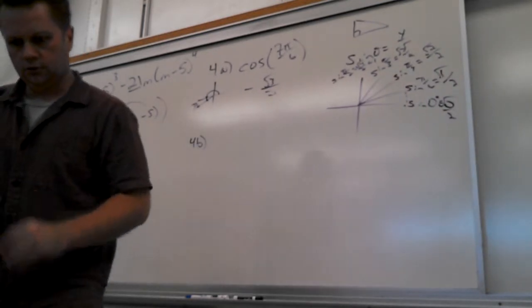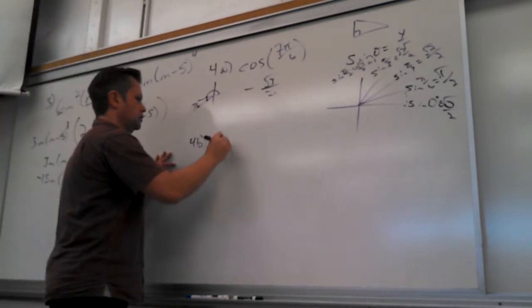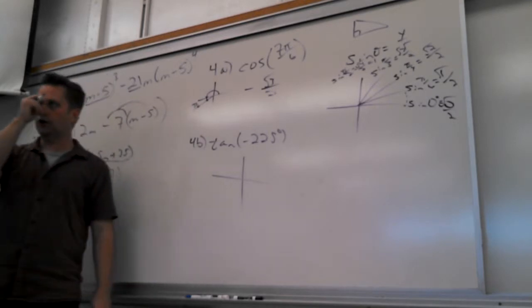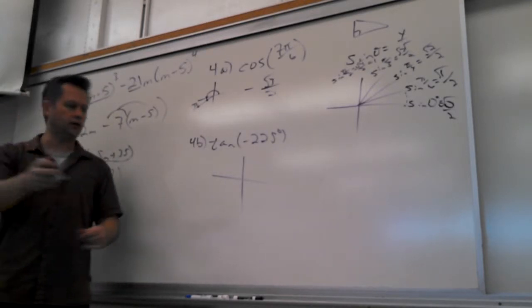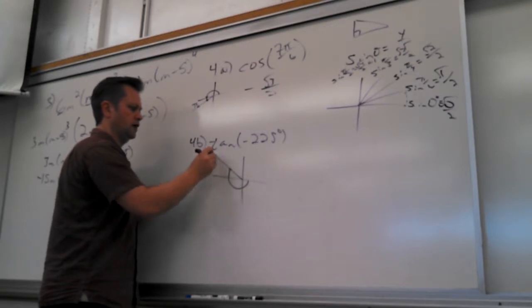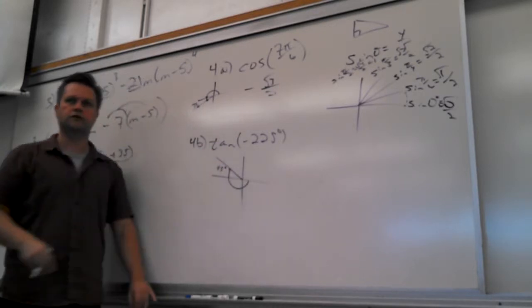4b. So here I gave you some degrees just to change it up. And it's negative, so of course that means what? Go the other way around. I like it. So how much past 180? 45. So the reference angle is 45. Here's your reference angle word, right?